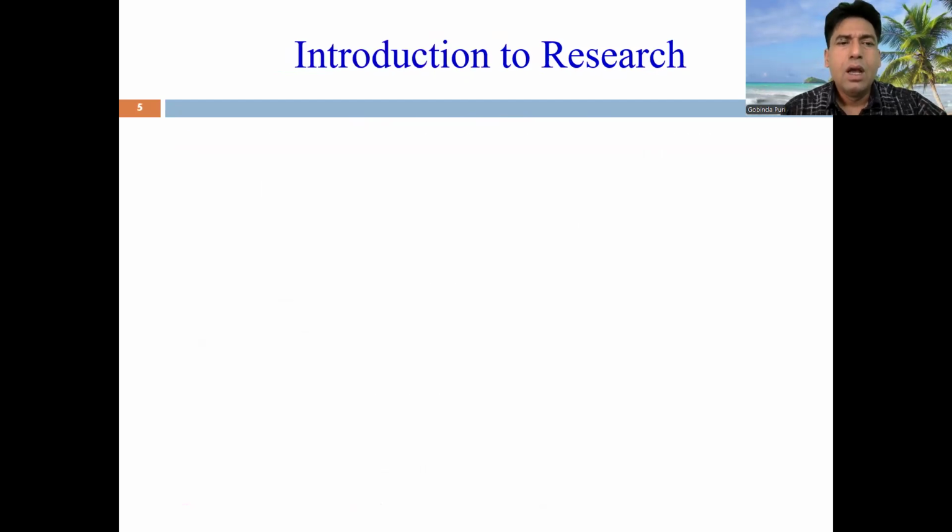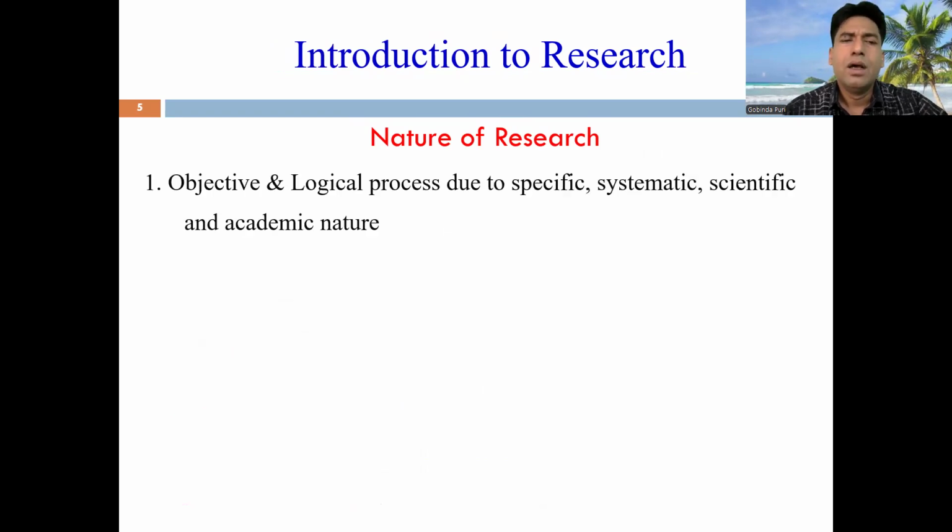That's the point. Further, research has a kind of nature, its own nature. It is distinct from other normal kinds of activities. So first of all, research always has the nature of scientificness, an objective and logical process. It follows objective and logical processes due to its specific systematic, scientific, and academic nature, because research is an academic endeavor, an academic attempt. That's why it follows certain objectives, and it goes through the logical process one after another. It is always systematic, scientific, and academic.